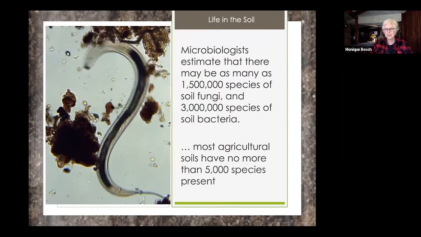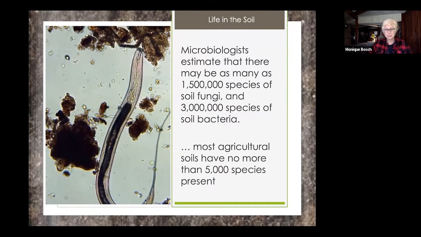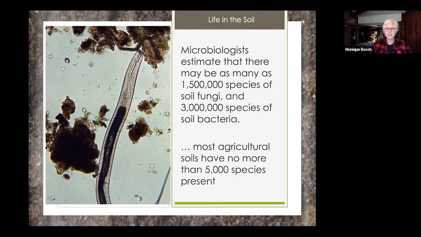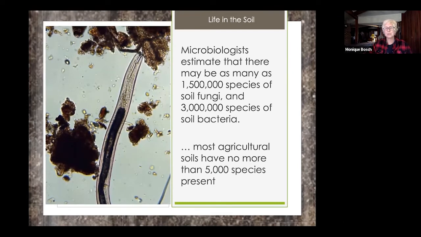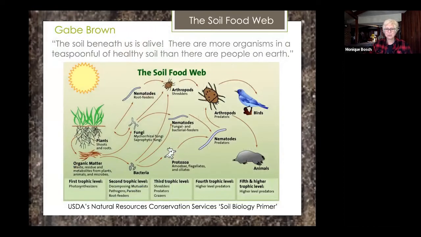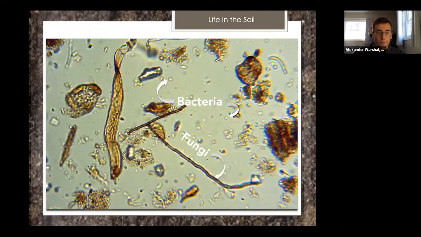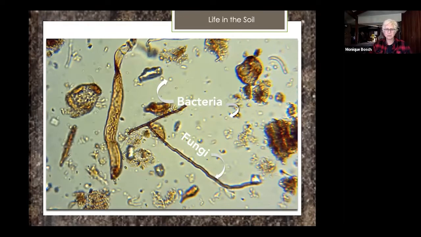Now, microbiologists are saying there's like 1.5 million species of soil fungi and 3 million species of soil bacteria in healthy soil. But what we're finding with the agricultural soil, those species and numbers are greatly declined. And that's that soil food web again. And now we're really going to take a look at what that looks like under the microscope. So you can see bacteria are small. They're either round or rod-shaped, cocci, or rods. And then the fungi, and there's a beautiful strand of fungal hyphae right there.